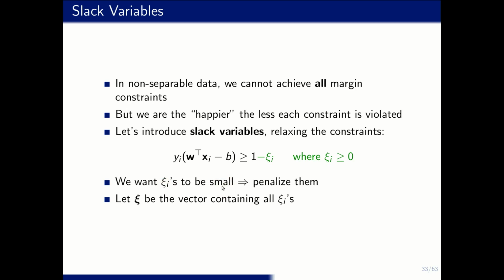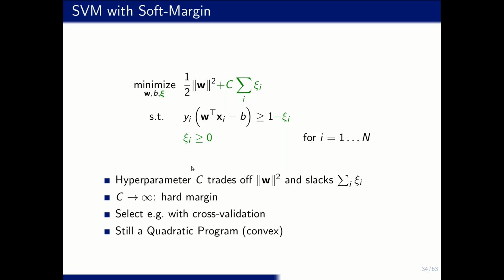Since we are dealing with optimization, the immediate idea is that we can include them in our optimization problem and penalize them. So we include them in our objective and penalize them. To this end, let this boldface xi be the vector containing all the xi's, for all the samples and margin constraints. Then we come up with a new formulation of the support vector machine, called the support vector machine with soft margin. The original one was the hard margin support vector machine, and now we have a soft margin.